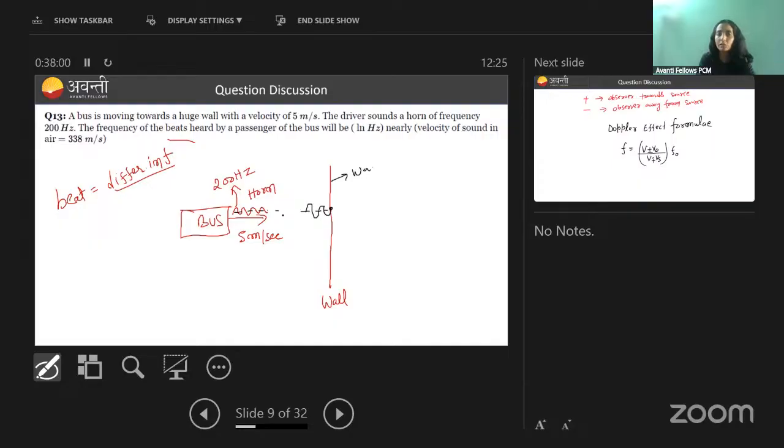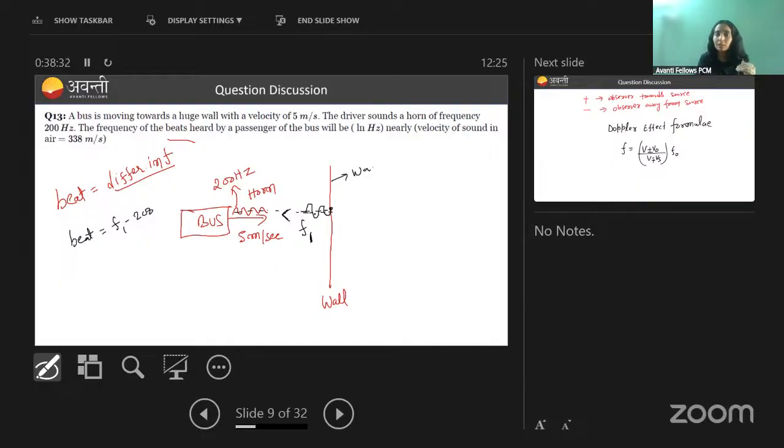But in this question, we don't need to focus on this. Simply, the wave will fall on the wall and it will get reflected. This reflected wave is having a certain different frequency, let's say F1, and then the beat will be equal to F1 minus 200 or 200 minus F1, depending on which one is larger or smaller. So how will we calculate F1? F1 is getting generated by the wall.